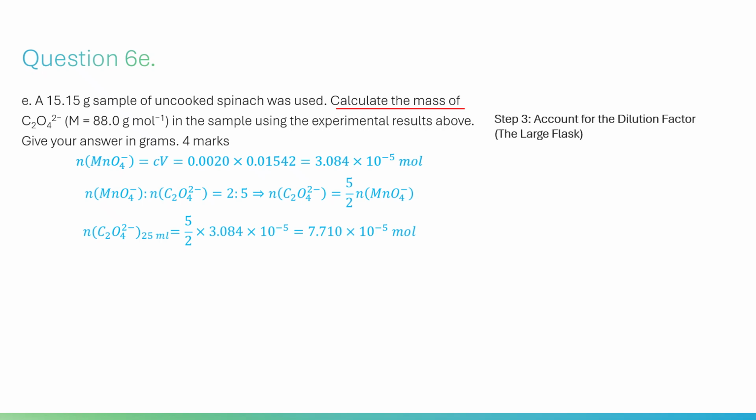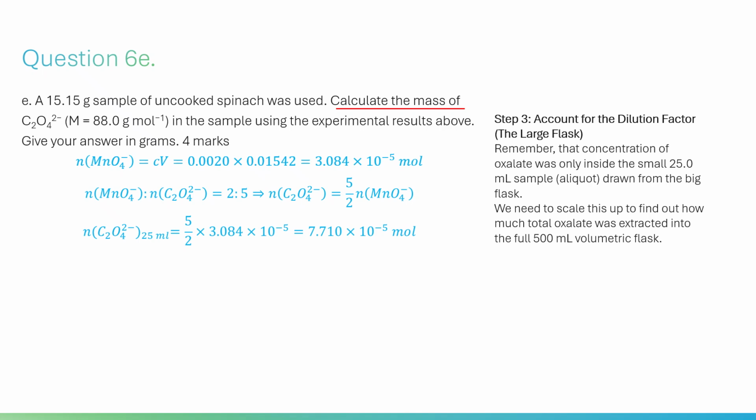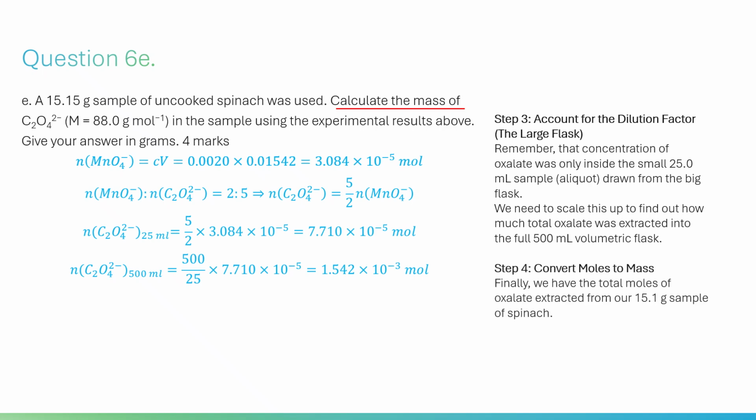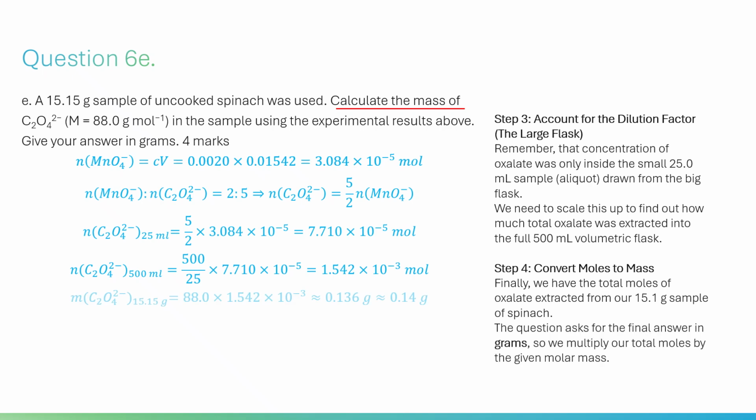Step 3. Account for the dilution factor, the large flask. Remember that concentration of oxalate was only inside the small 25.0 milliliters sample, the aliquot, drawn from the big flask. We need to scale this up to find out how much total oxalate was extracted into the full 500 milliliters volumetric flask. Step 4. Convert moles to mass. Finally, we have the total moles of oxalate extracted from our 15.1 g sample of spinach. The question asks for the final answer in grams, so we multiply our total moles by the given molar mass.